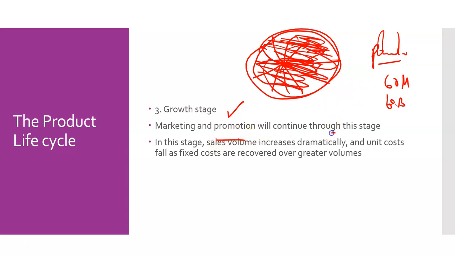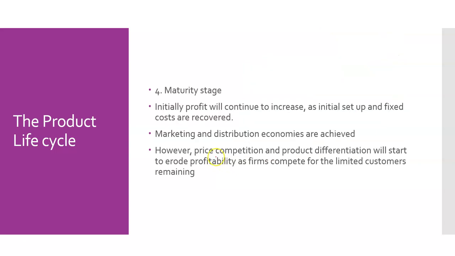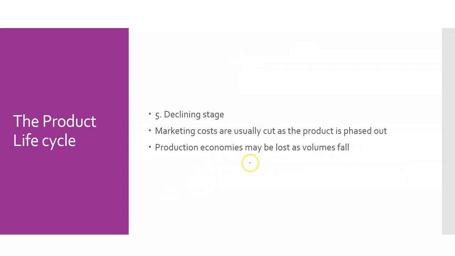Marketing and promotion will continue throughout this stage. Sales volume increases dramatically. The whole idea is you got into this business because you believe there's growth, you believe there's potential. And we argue that eventually you reach a point where hopefully you're stable. You can't continue to charge the same, because other people are coming in. Price competition and product differentiation will start to erode profitability as firms compete for the limited customers remaining. Other people are coming in, and the time comes where you have to think about pricing again.